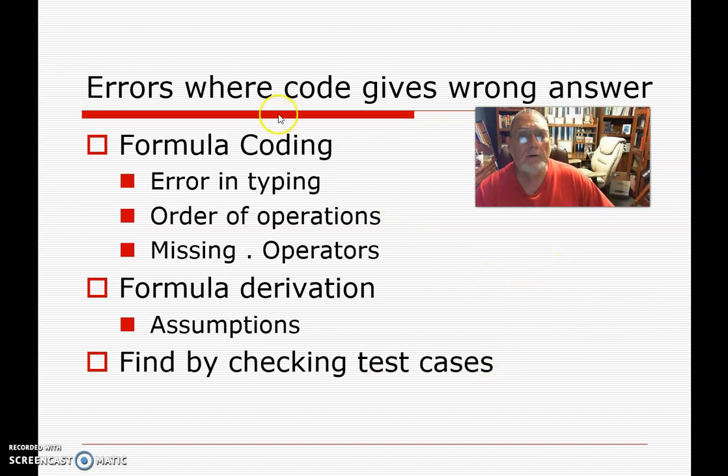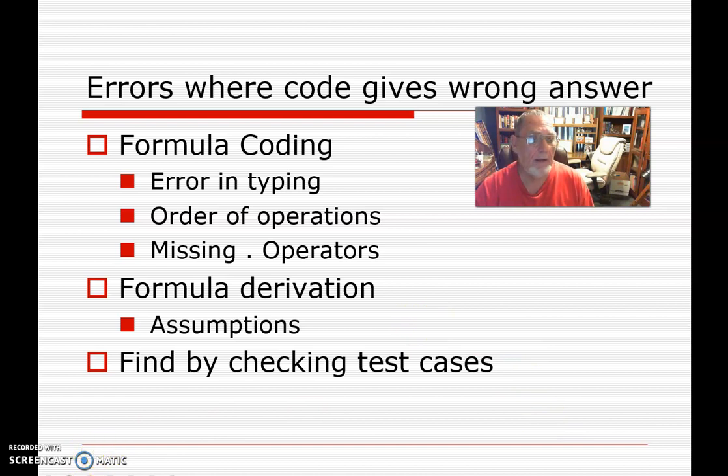Errors where code gives you the wrong answer can be errors in typing. A lot of times it's errors of operation, missing operators. Sometimes that'll be caught as an error message, sometimes it won't. Then there are formula derivations and assumptions: things assumed about the equations that you're not validating, that you're not sure are right.